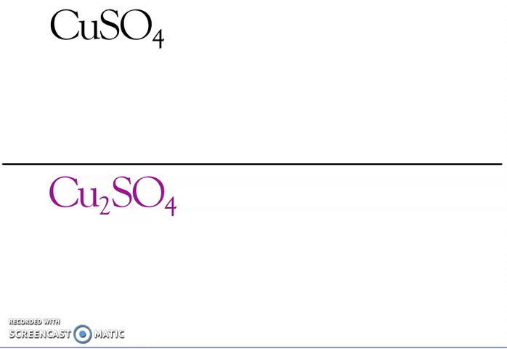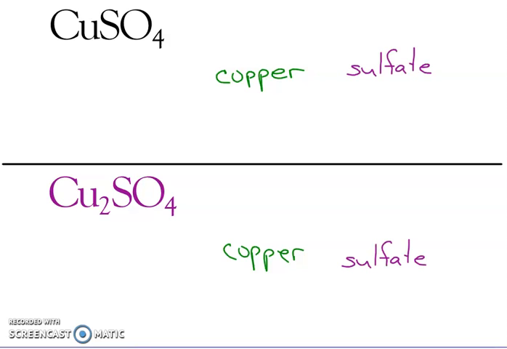CuSO4 and Cu2SO4. All right. Well, Cu is copper. So I'm going to write copper for both of these. Copper. And then the anion is sulfate, SO4. So I'm going to write those in, leaving a space. So these are 2 different versions of copper sulfate.